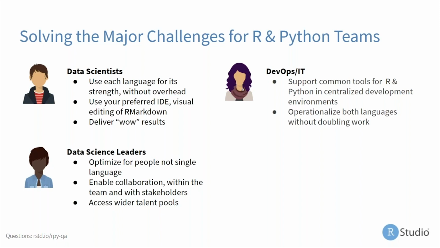Visual editing of R Markdown is a great advance, again, making the developer experience for data scientists much easier. And to answer one of the questions in the Q&A, that visual Markdown is available in the open source version of the RStudio IDE. So a number of different ways that data scientists can use R and Python to deliver these wow results to the rest of the organization. For the DevOps and IT teams, using these centralized environments makes it easy to support these common tools for both R and Python, and to operationalize both languages without doubling the work.